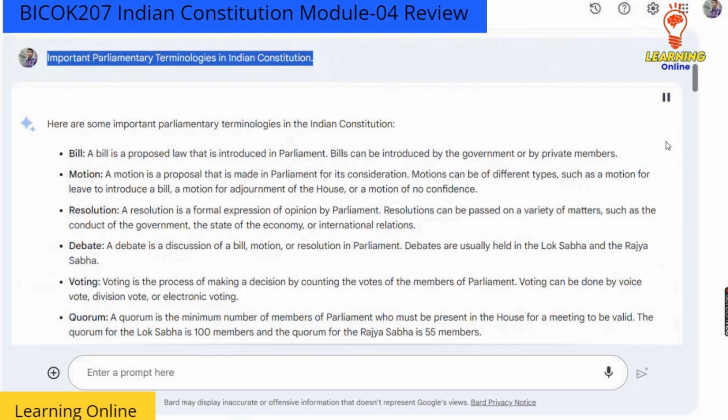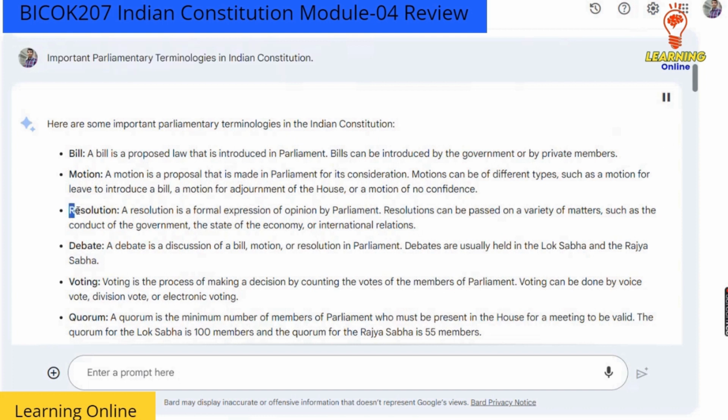Here are some important parliamentary terminologies in the Indian Constitution. Bill. A bill is a proposed law that is introduced in Parliament. Bills can be introduced by the government or by private members. Motion. A motion is a proposal that is made in Parliament for its consideration.